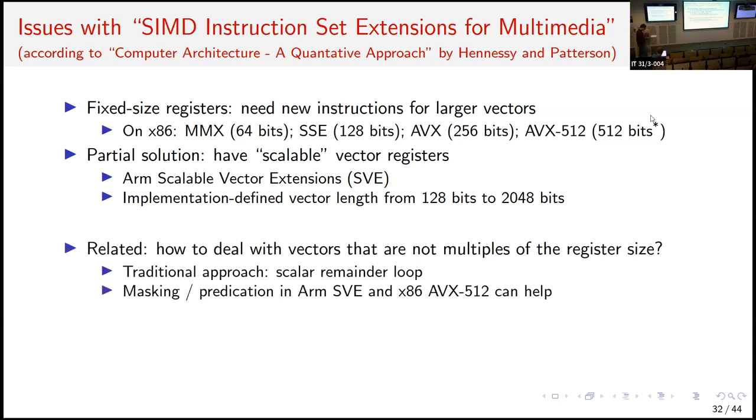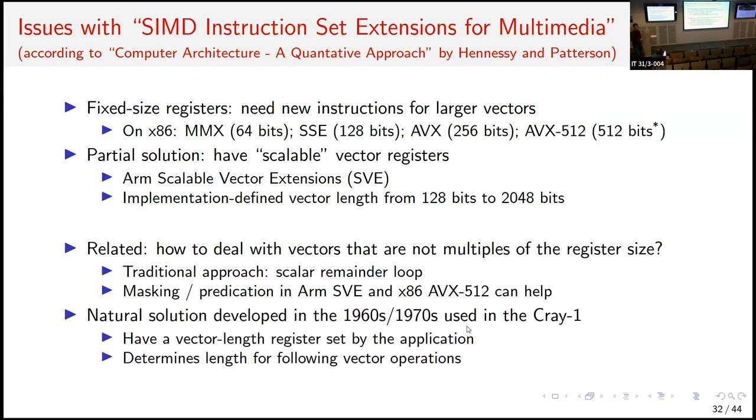But a somewhat related problem is how you deal with vectors that are not multiples of the register size. If you have a register that fits eight floats in AVX, and you have nine elements, you somehow have to deal with that single leftover one. The traditional approach, as I showed before, is a scalar remainder loop, which is fine for small SIMD extensions. I mean, if you process like three iterations with a scalar loop, that's maybe fine. Masking and predication, so basically disabling some of the vector lanes, can help in SVE, and I think AVX 512 also introduced that.